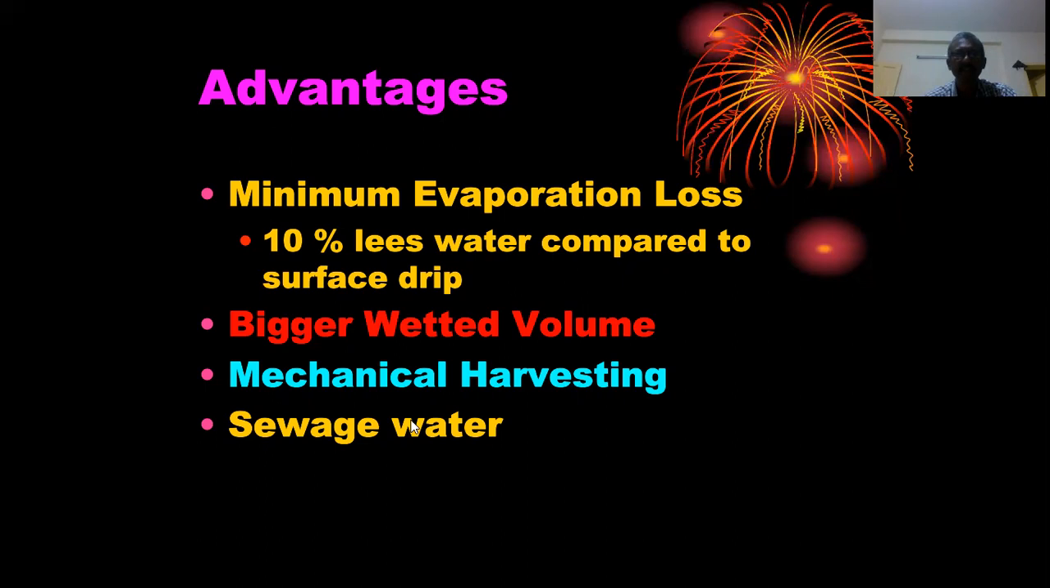And last advantage is the low quality waters like sewage water. Sewage water can be used with subsurface drip irrigation, because you don't need to see the water at all, because it is applied underground. So with low quality waters, the application of subsurface drip irrigation is very much recommended.